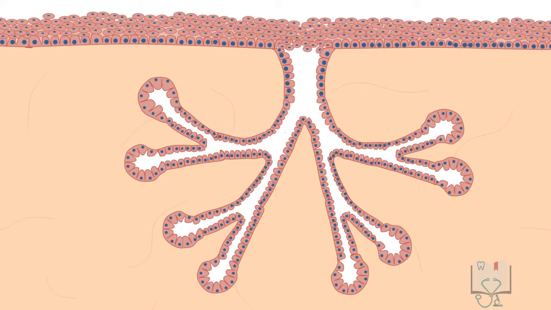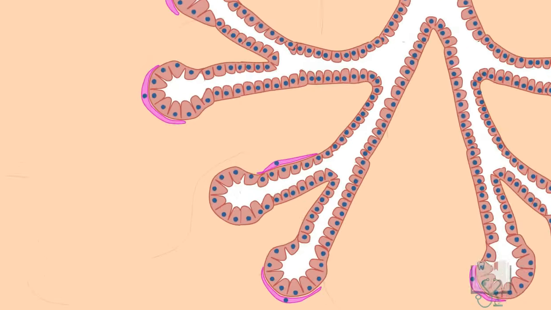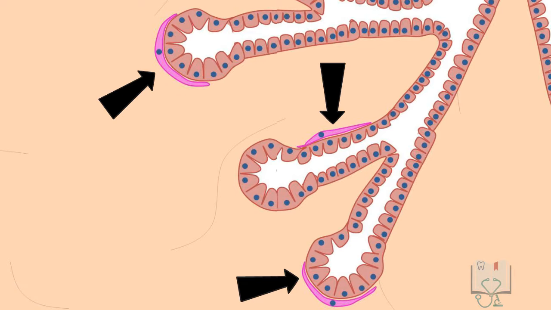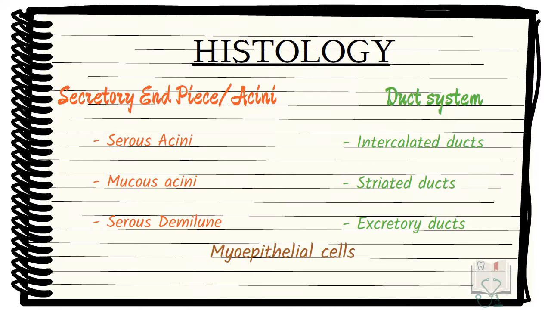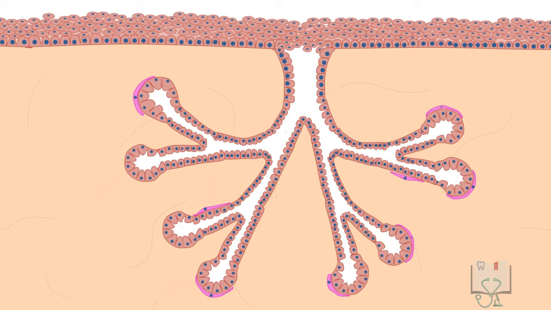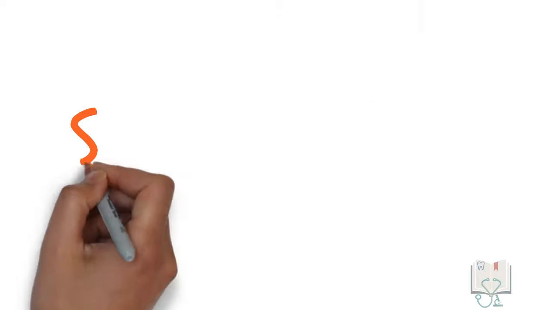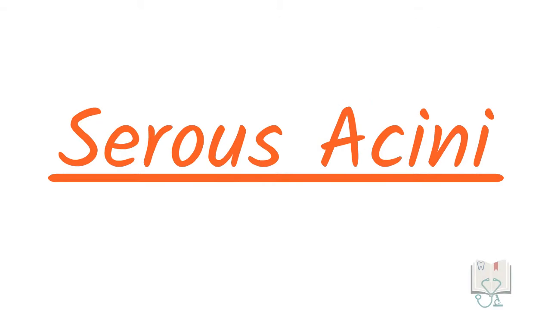Apart from these, there are some cells located adjacent to the acini and intercalated ducts called the myoepithelial cells. The whole salivary structure is lined by a basement membrane. Let us start with the serous acini. Serous acini are spherical in shape.